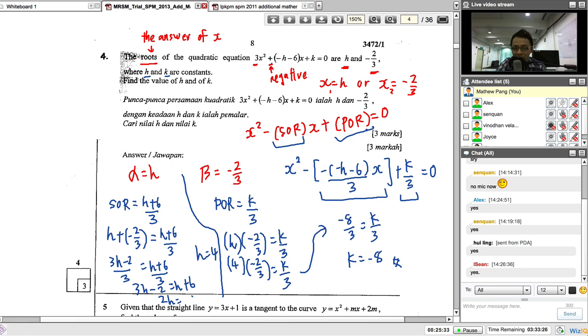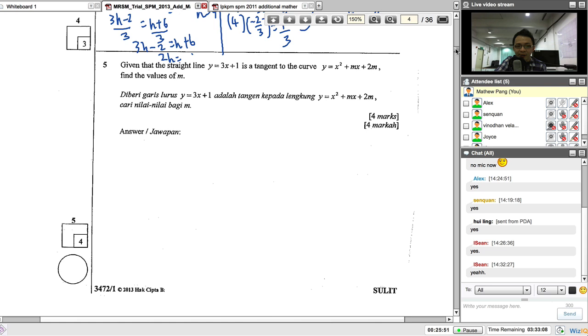This one is quite simple, but the trick here is, do you know how to change this one into this pattern? This is the only trick here. If you can understand the trick, everything will be so simple. Just 3 marks, so it shouldn't waste too much time here.